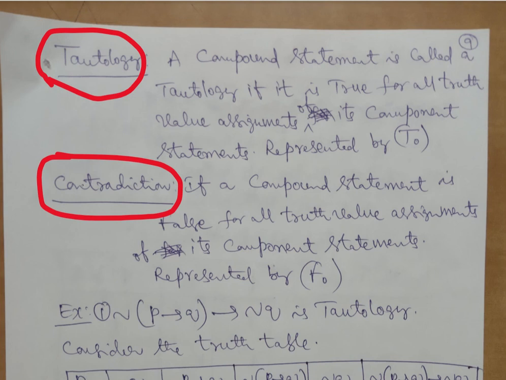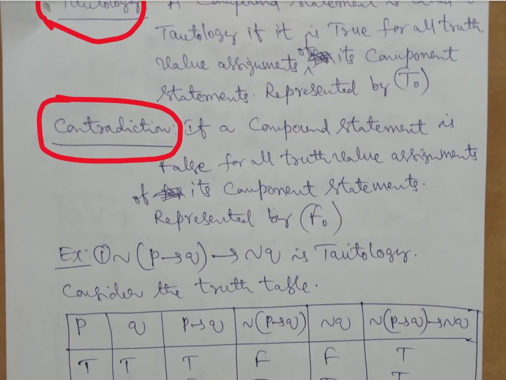Then we say it is a tautology. Simply put, when you have a compound statement and you write a truth table, the last column that represents the entire compound statement should have TTT in all the combinations of values, then we say it is a tautology. A complement of it, where you see FFF, that is false in all those cases, is going to be called a contradiction. If a compound statement is false for all the truth value assignments of its component statements, we say that is a contradiction, which is represented as F. Tautology is T, contradiction is F, because these are the only two possibilities available here. So F subscript 0 can be used for a contradiction.